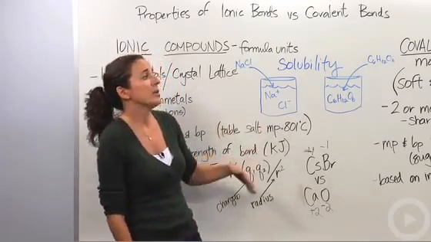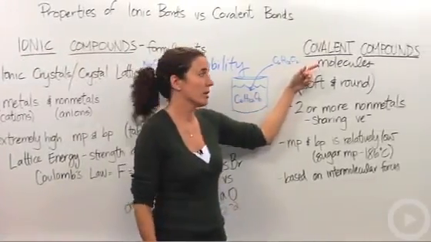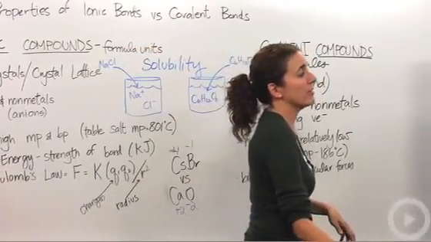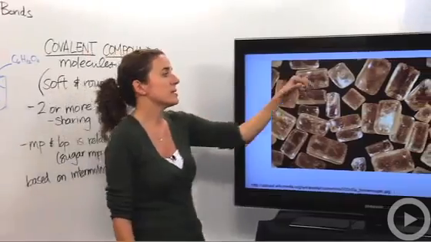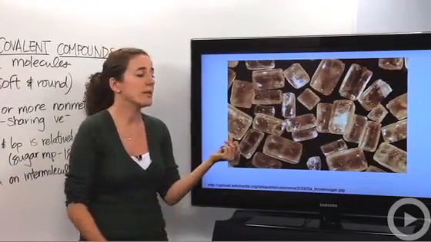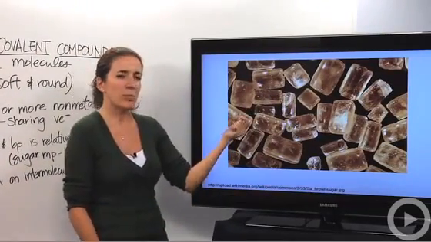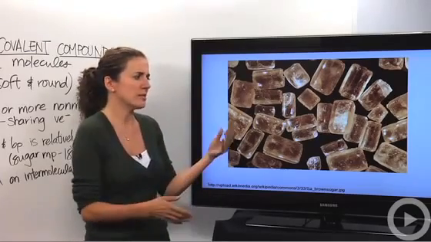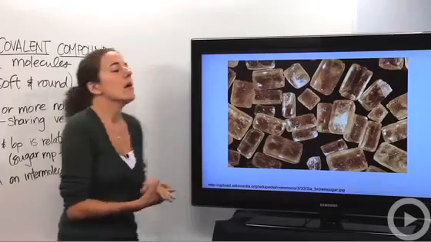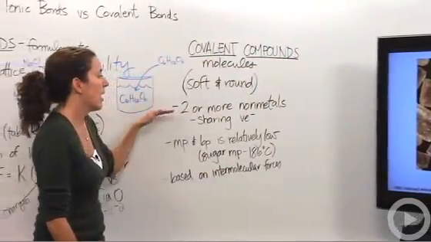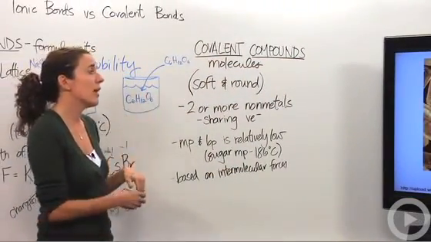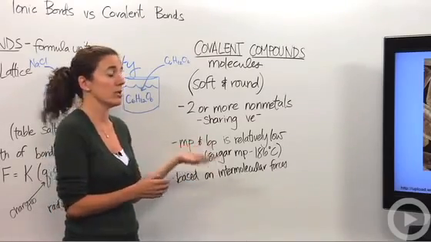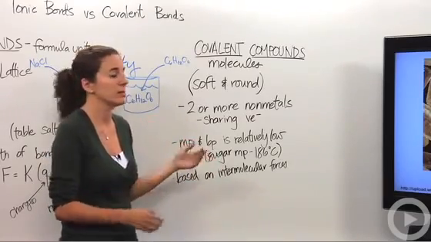If we compare it to covalent compounds, we're going to call them molecules, they're actually soft and round. If we look at a picture of a covalent compound, this is sugar, notice it has softer edges, it's much more smooth to the touch, there are no hard or pointy spots. When covalent compounds come together, we call those molecules. They're different because you can actually have one molecule in your hand, versus ionic compounds, where you can't.